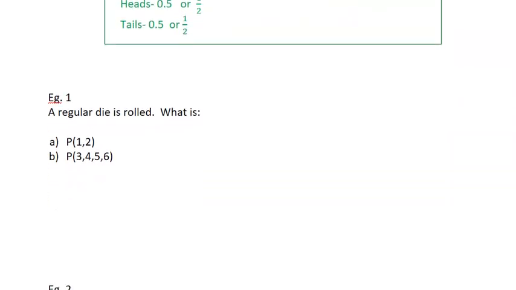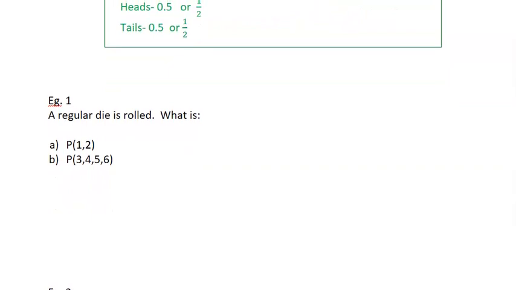So here's an example with a regular die. When you roll it, what is... Okay, so first of all, a regular die has 6 even sides. So this question A is asking what is the probability of, and it's everything in those brackets, the probability of a 1 or a 2 coming up.